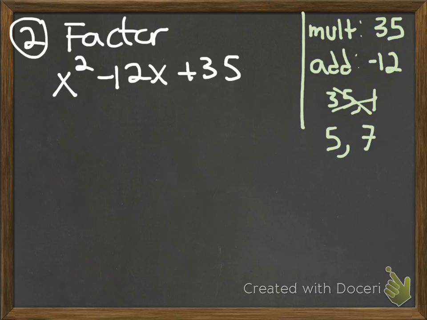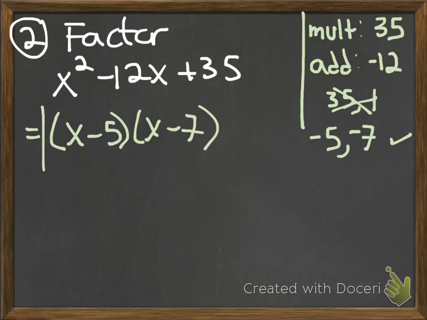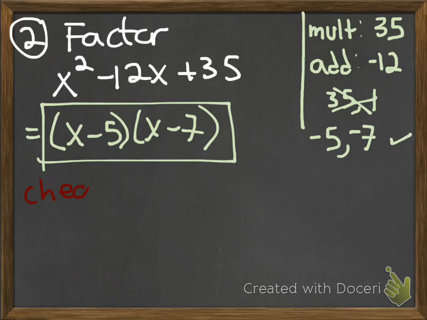Well, you could think about it this way. What if they're both negative? Would it still multiply to a positive? Yes. Would it add to a negative? Yes. So negative 5 plus negative 7 is negative 12. Negative 5 times negative 7 is 35. So that's going to do the trick. So that means that my solution to this factor would be x minus 5 times x minus 7. And again, you guys go ahead and take a moment, make sure you check your work.